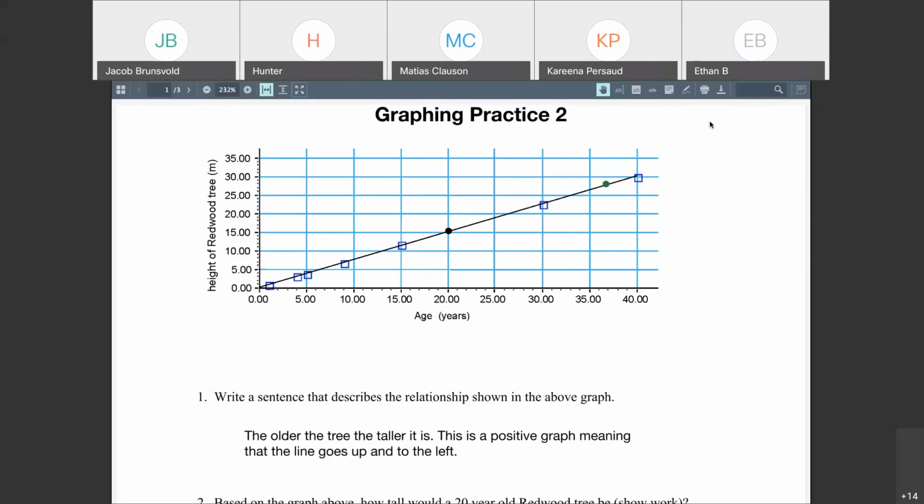And up and to the right. He wrote about the variables. Good. Yeah, so he talked about how tall the tree is, or its height, and how old the tree is, or its age. So that was good.